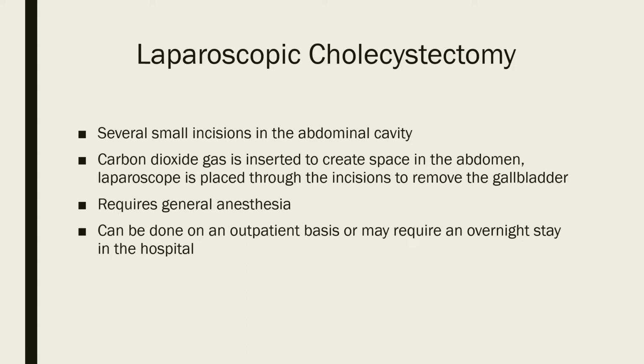So the laparoscopic cholecystectomy. There will be several small incisions in the abdominal cavity, and then carbon dioxide gas is going to be inserted to create space in the abdomen. We are going to move the other organs so that we can visualize the gallbladder on laparoscope or fluoroscopy, and then the instruments are going to be placed through the incisions to remove the gallbladder. This is done under general anesthesia. It can be done on an outpatient basis, or it may require just an overnight stay in the hospital.